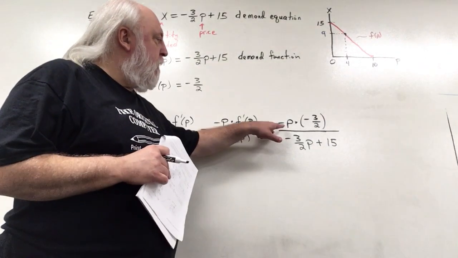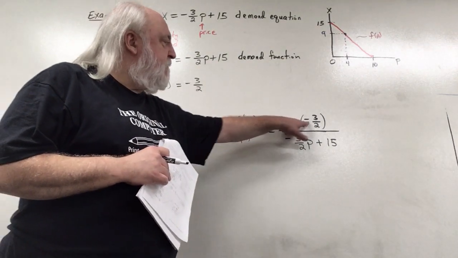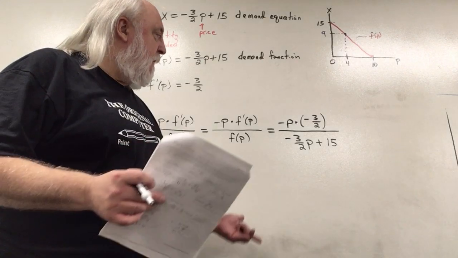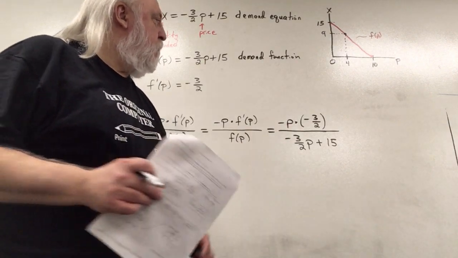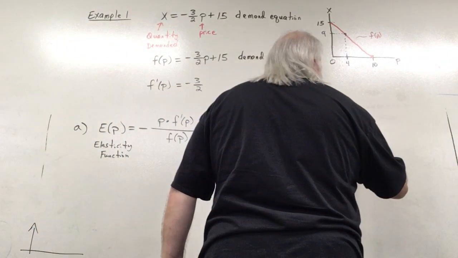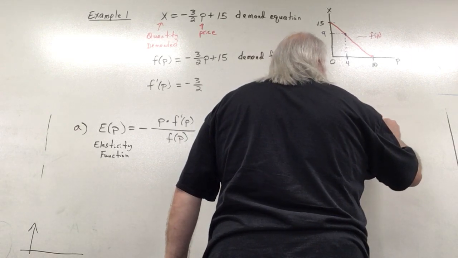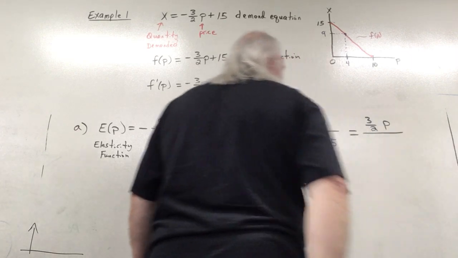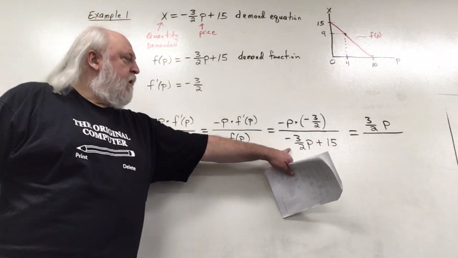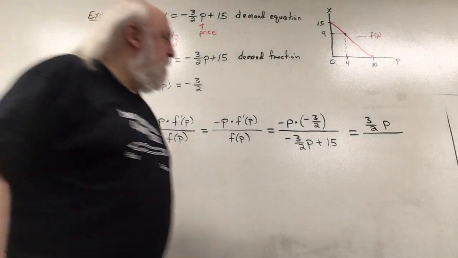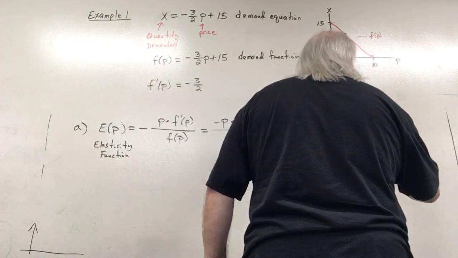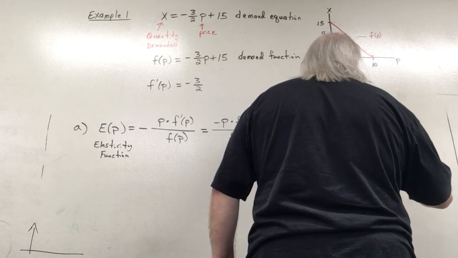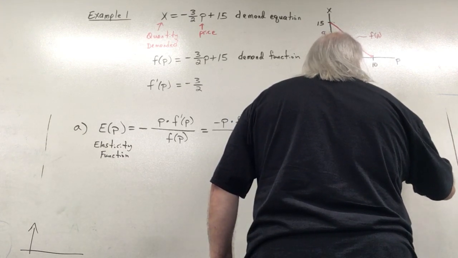Well, in the numerator, when you simplify the numerator, negative times a negative is positive, so the minus signs go away, and we're just left with p times 3/2, which is the same as 3/2 times p in the numerator. And the denominator, we can switch the denominator and write it as 15 minus 3/2 p.